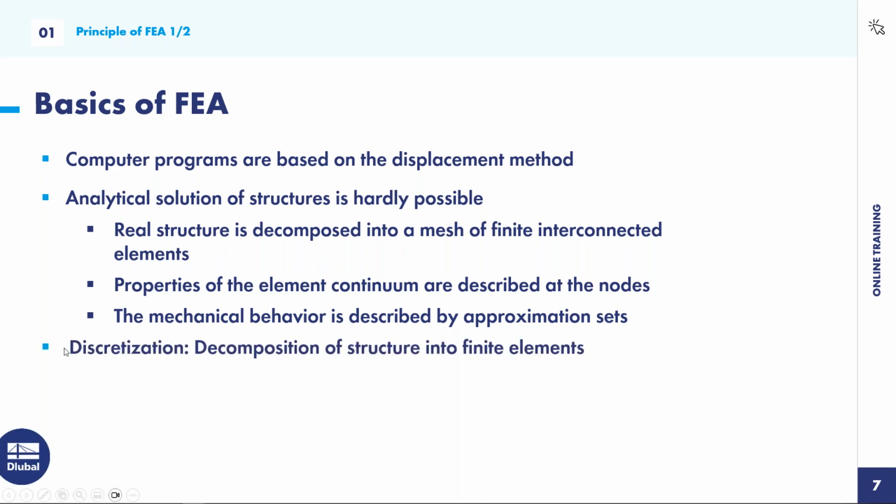A very important point in FEA is the discretization. So this is how you decompose your structure into your finite elements, how you set up the mesh that resembles your structure the best to get the most accurate results as possible.